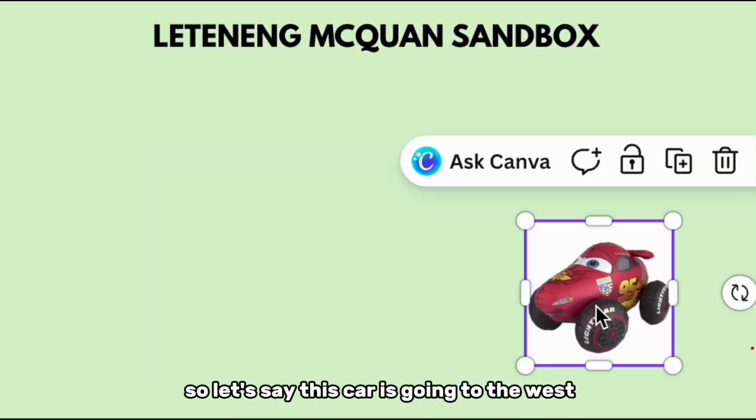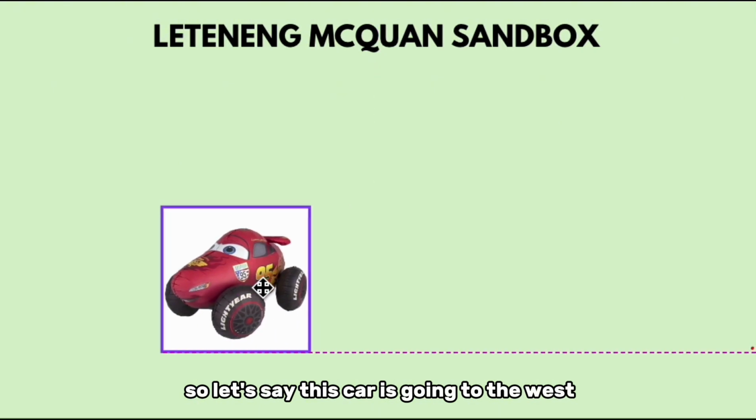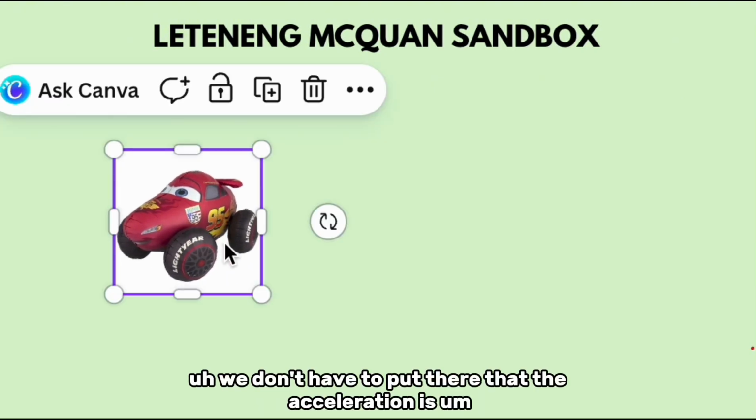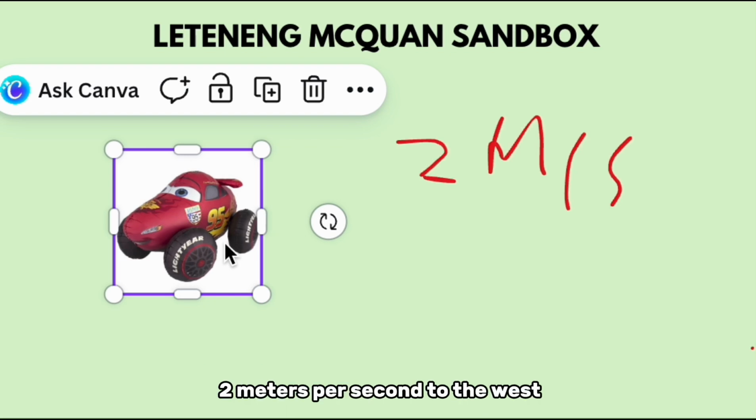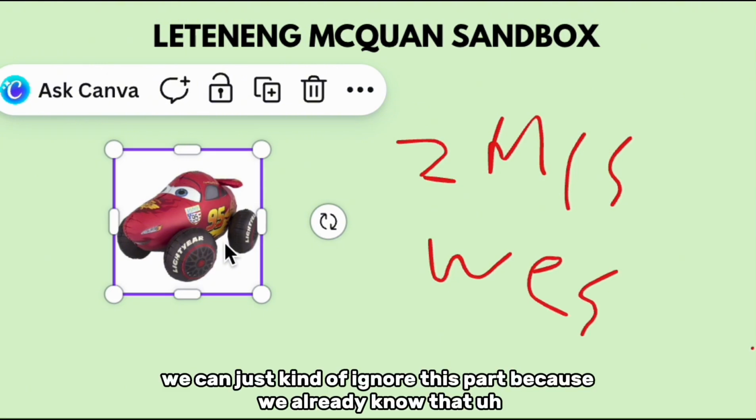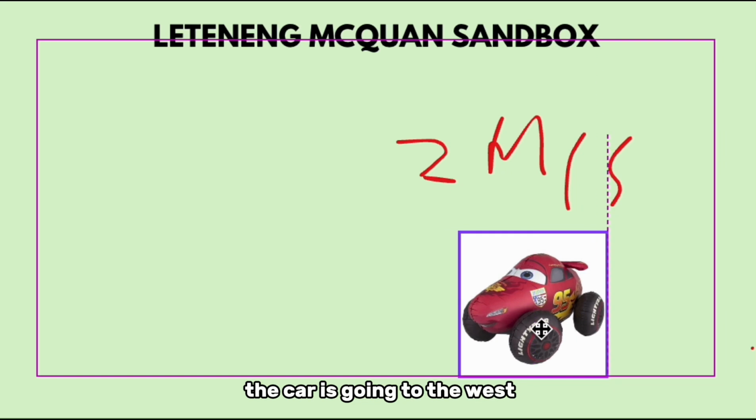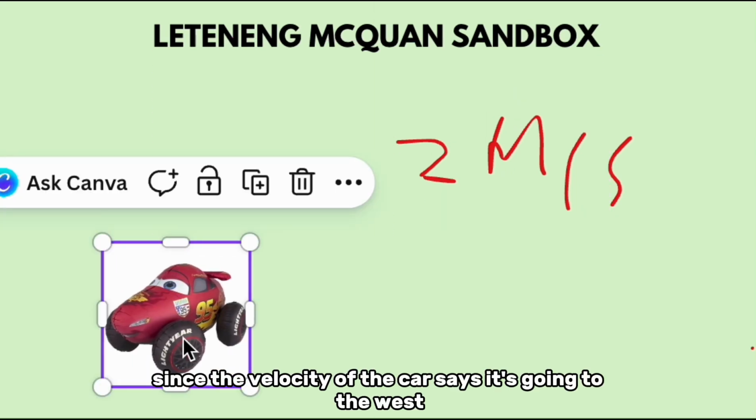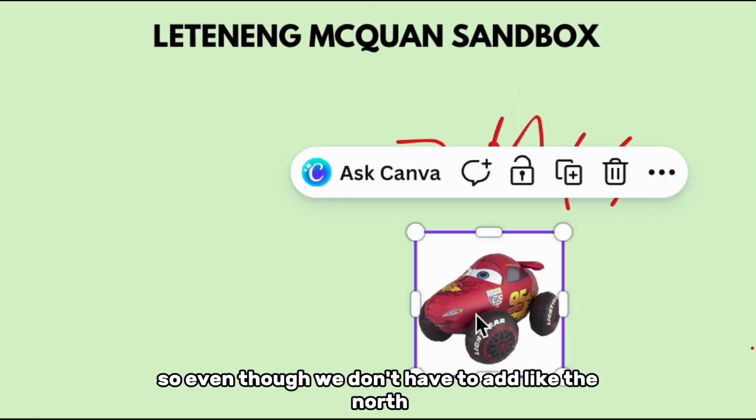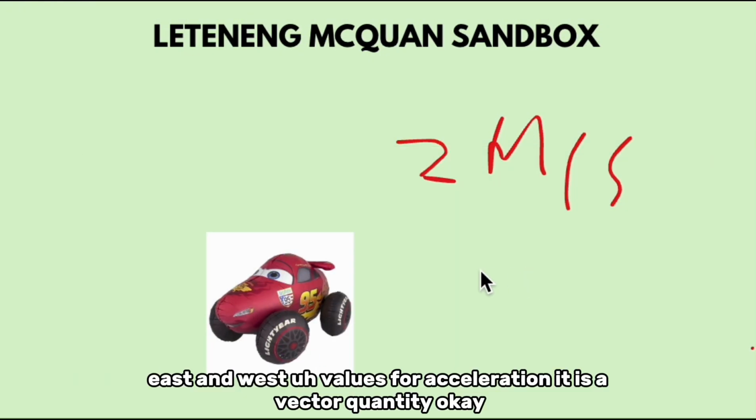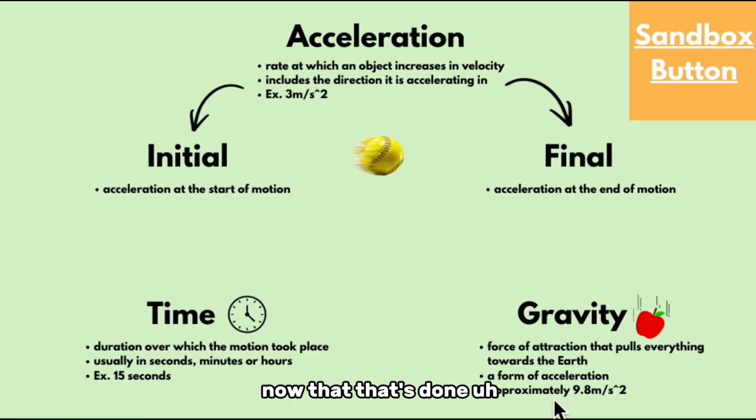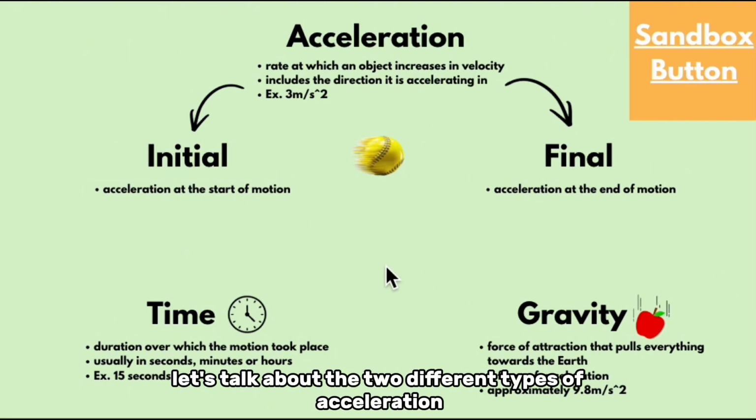So let's say this car is going to the west. We don't have to put there that the acceleration is like 2 meters per second to the west. We can just kind of ignore this part because we already know that the car is going to the west, since the velocity of the car says it's going to the west. So even though we don't have to add the north, south, east, and west values for acceleration, it is a vector quantity. Okay, now that that's done, let's talk about the two different types of acceleration.